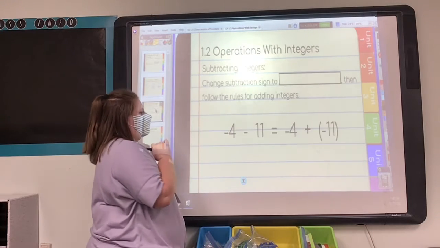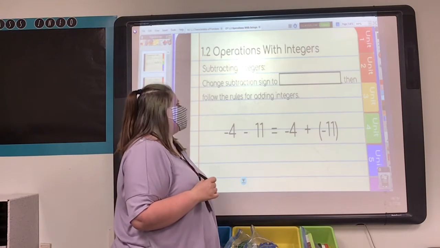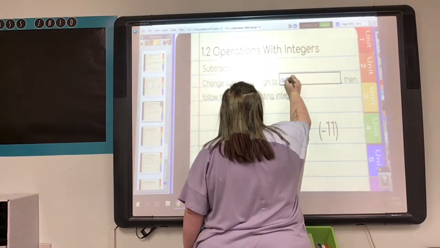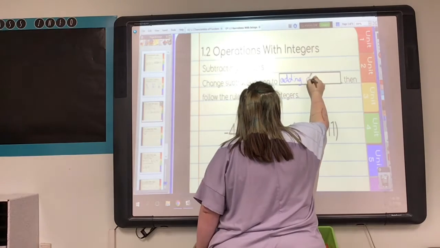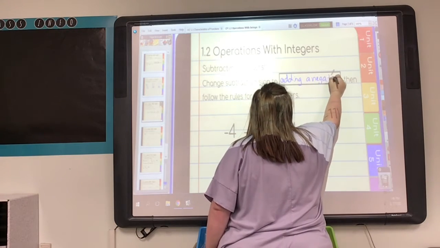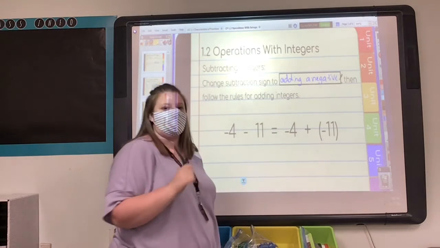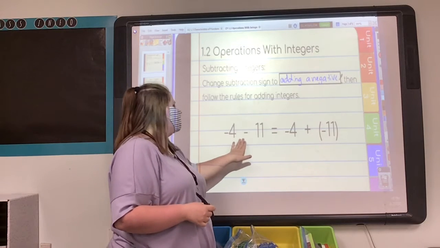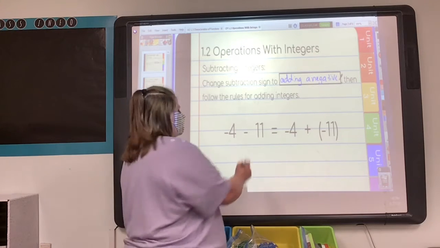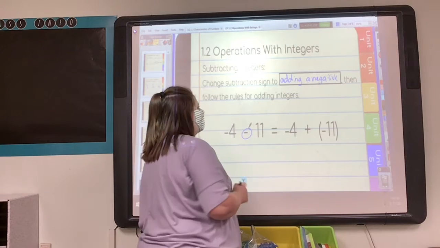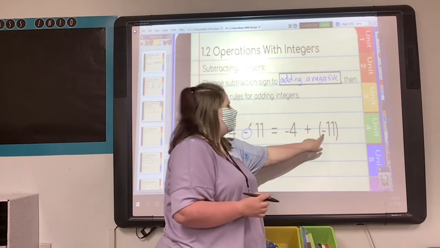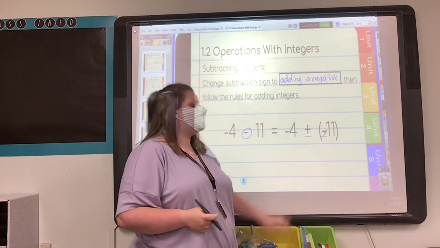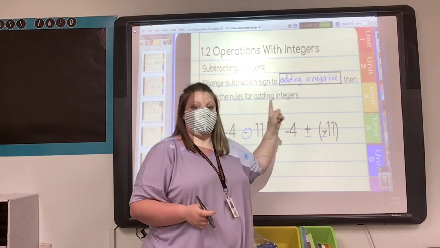Now we're going to look at subtracting integers. To subtract integers, we're going to change the subtraction sign into adding a negative, so that then we can go back and use the same rules that we just did when we added integers. For example, if we had negative 4 minus 11, we're going to change the subtraction sign into adding a negative. So that subtraction changed into plus a negative number. That way then we can follow the same rules we just had.